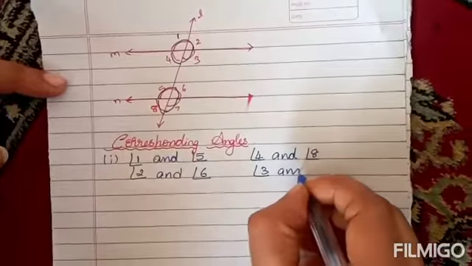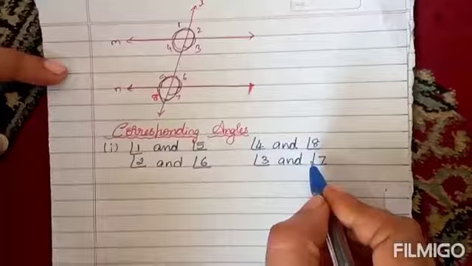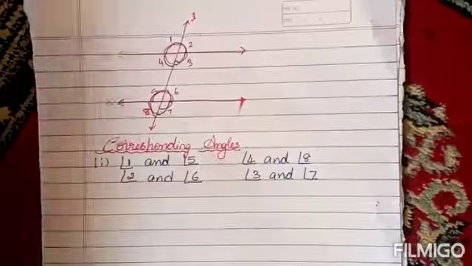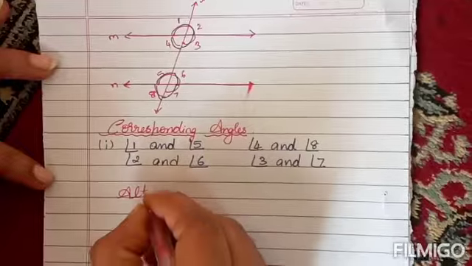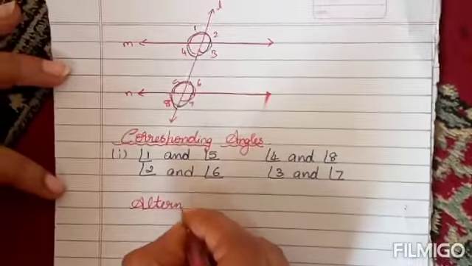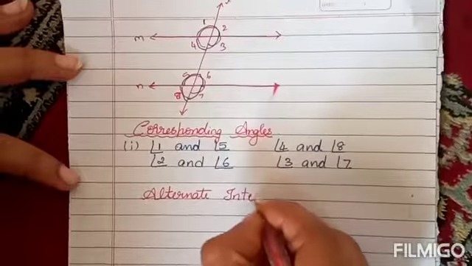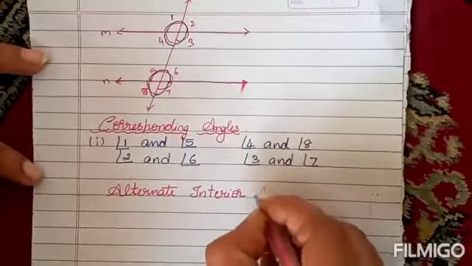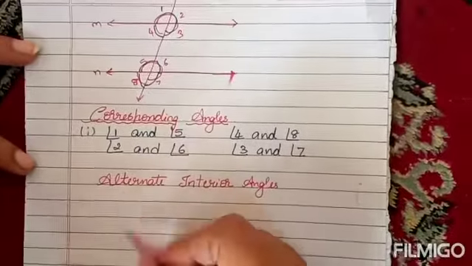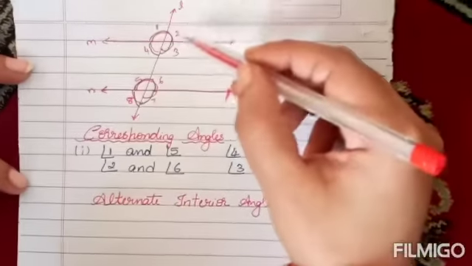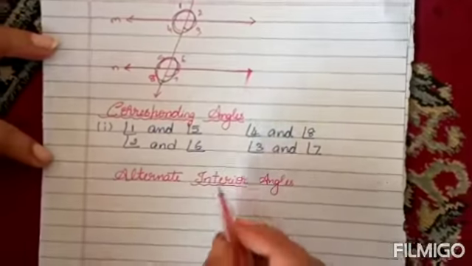These angles are known as corresponding angles. Second one, alternate interior angles. You have to identify alternate interior angles. One I am going to do and another you are going to do. First, let me see in this diagram. First, this thing you have to highlight.